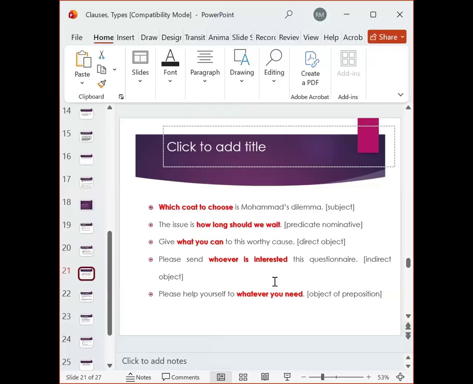Please send whoever is interested this questionnaire. Now, the verb send is also like the verb give. They can take two objects. So the object that suffers the action and the receiver of the action. So please send this questionnaire. Please send whoever is interested.